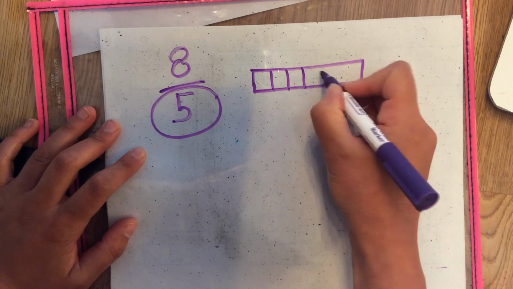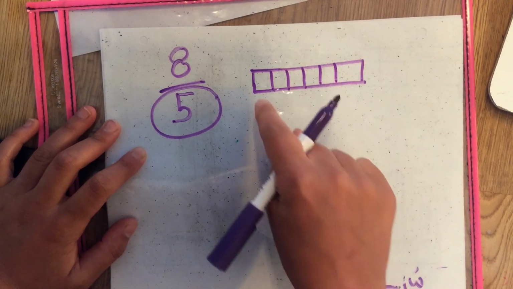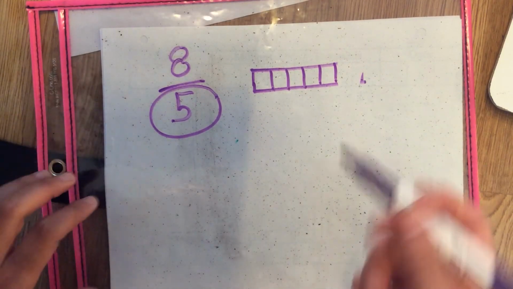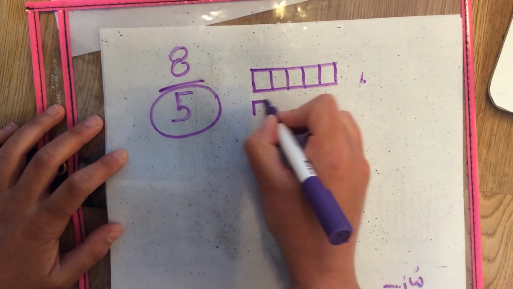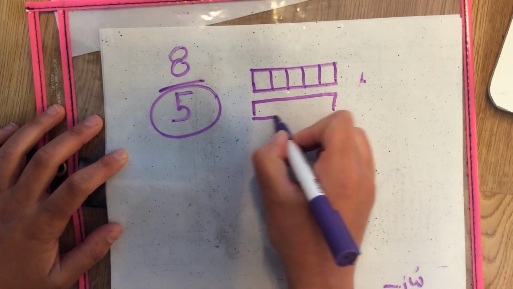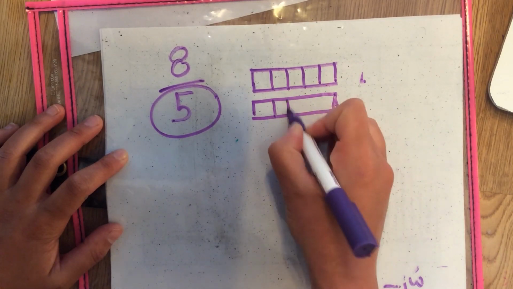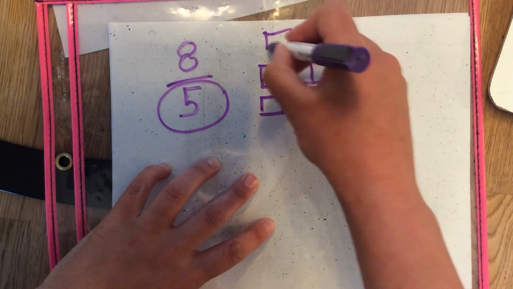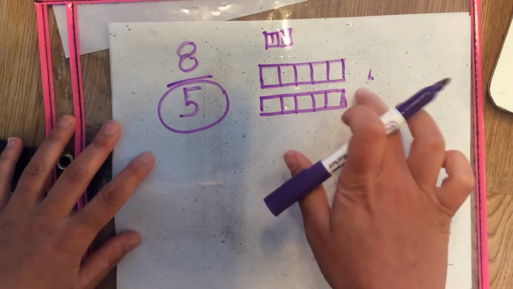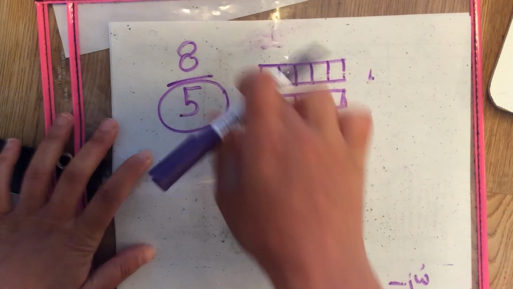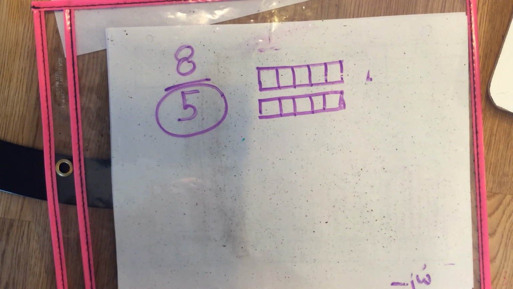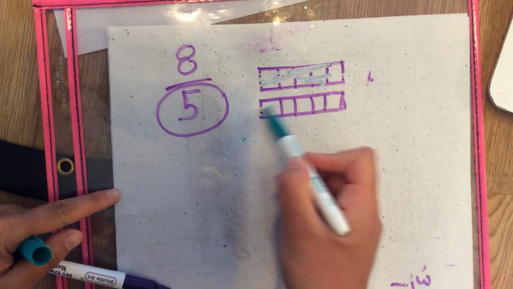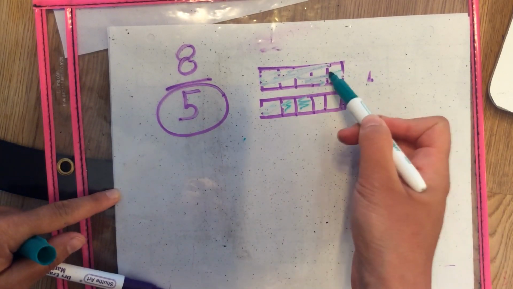1, 2, 3, 4, 5. 1, 2, 3, 4, 5. Okay, and then as long as all your holes are the same size, then you're good to go. That's a lot. If you drew one rectangle this big and chopped it into 5, it wouldn't work. So just make sure your holes are about the same size. And then you can shade in. So there's 5, 6, 7, 8 fifths.